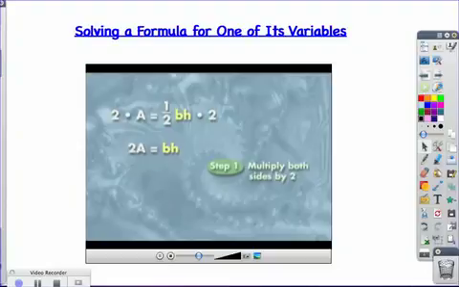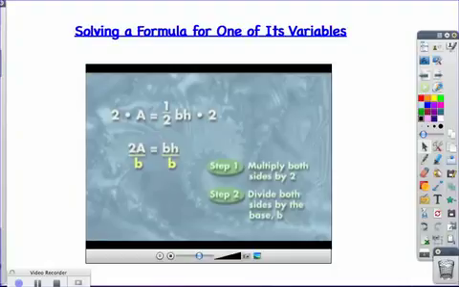So let's do one together. For example, the formula for the area of a trapezoid is A equals 1/2 times the height times the quantity of b sub 1 plus b sub 2. Solve the formula for h. So first, we write the formula. A equals 1/2 h times b sub 1 plus b sub 2.